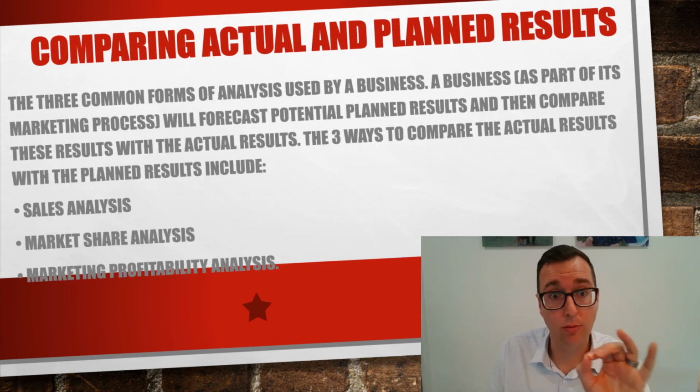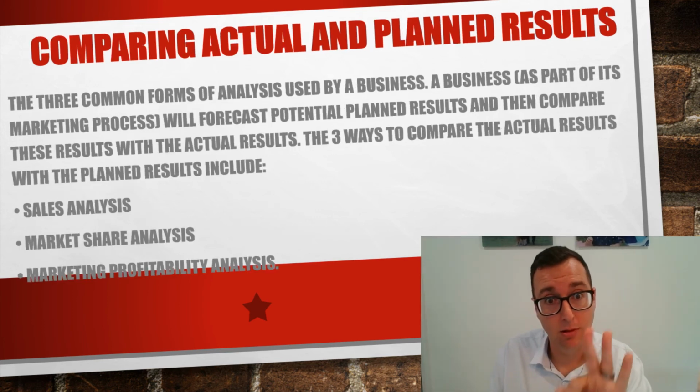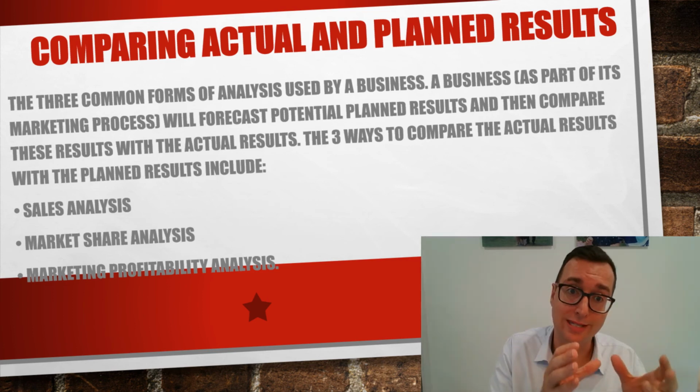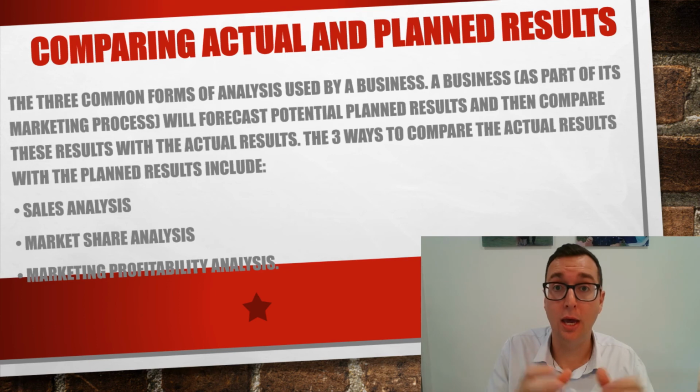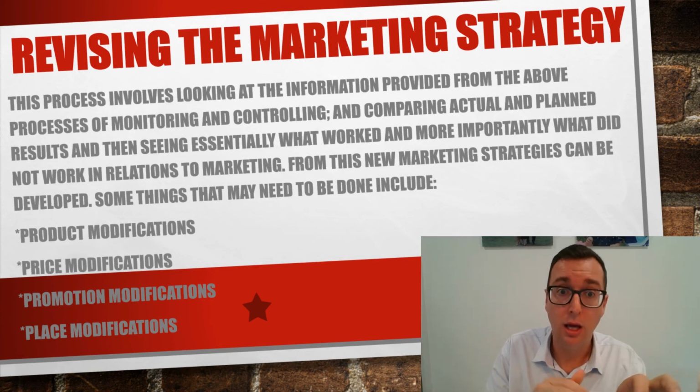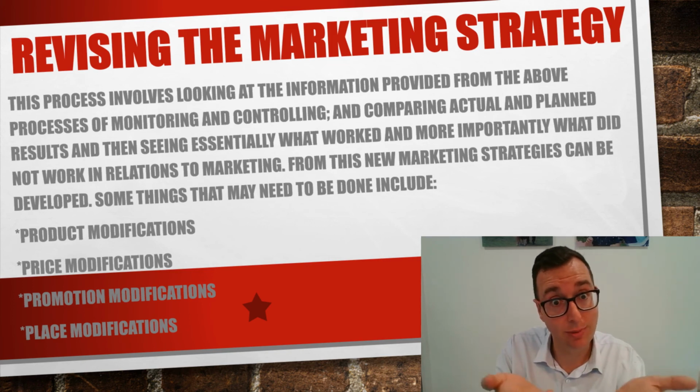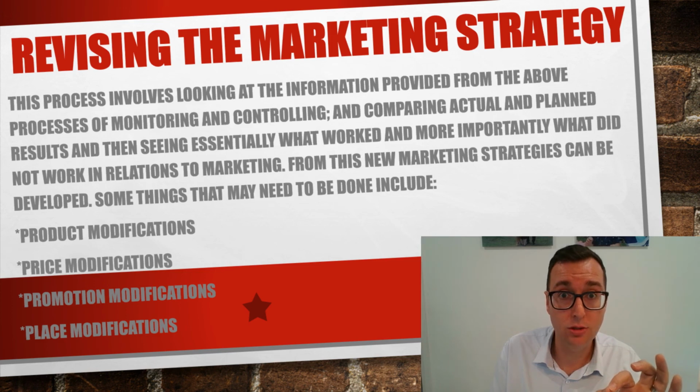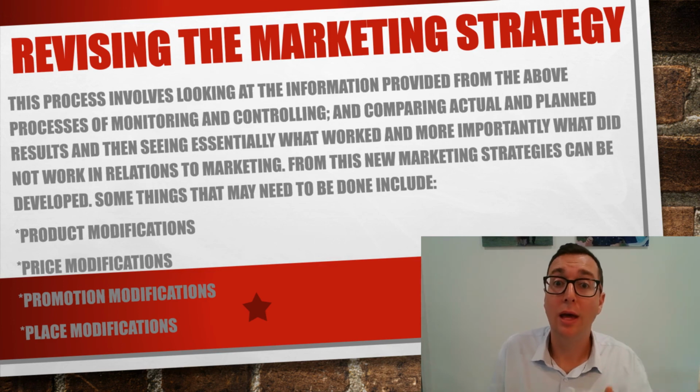Now, comparing actual and planned results, there's three ways to kind of do this. You look at sales analysis, a market share analysis, and a marketing profitability analysis. Right, the final thing that we look at here is revising the marketing strategy. And we're having a look at what has worked well and what things have not worked well. And some things that can be done if stuff's not gone to plan is product modification, price modification, promotion modification, and distribution or place modifications.